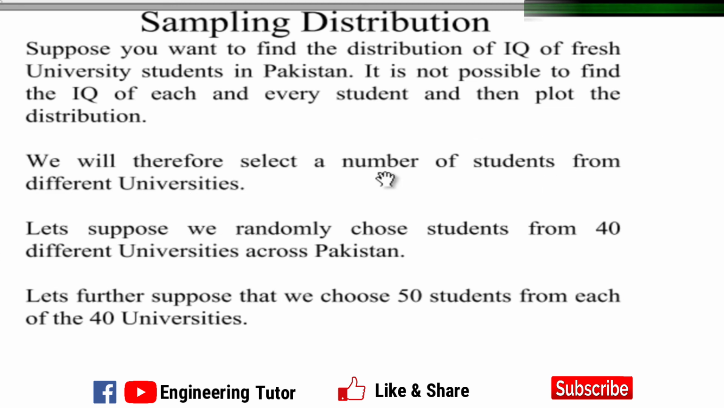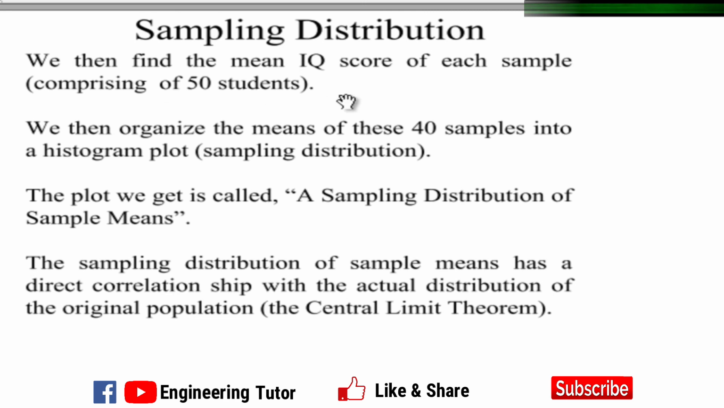You will select a number of students from different universities, which is called a sample. Okay, let's suppose we randomly choose students from 40 different universities across Pakistan. Let's further suppose that we choose 500 students from each of the 40 universities. We then find the mean IQ of each sample, so in each of the 40 universities we get the mean IQ.